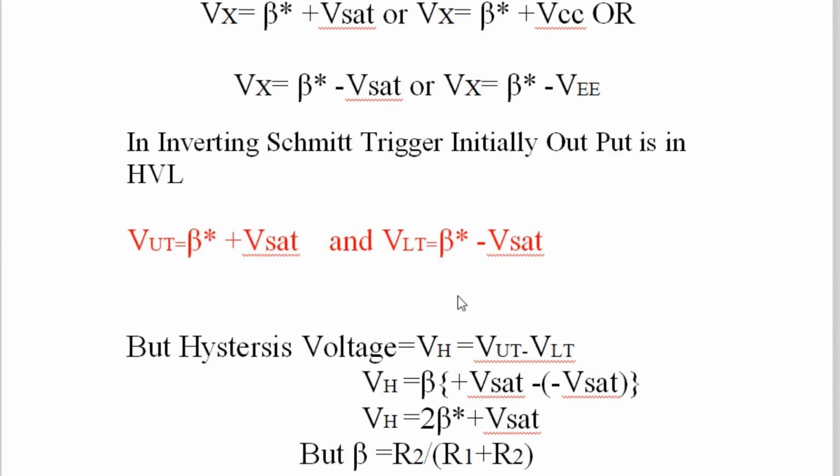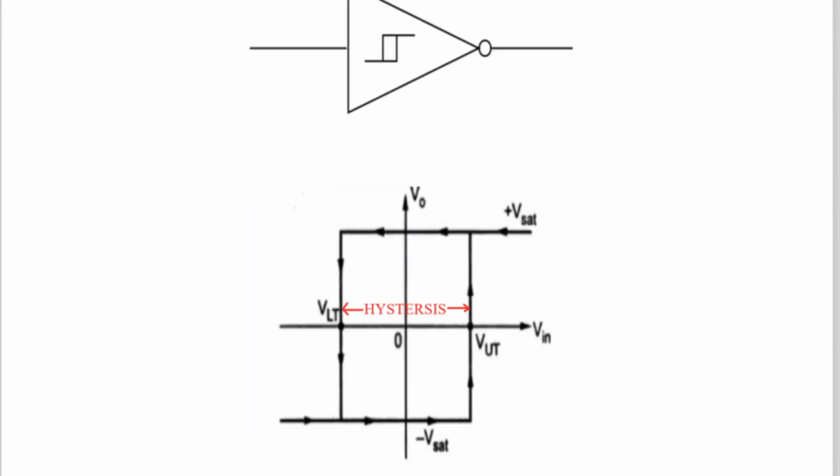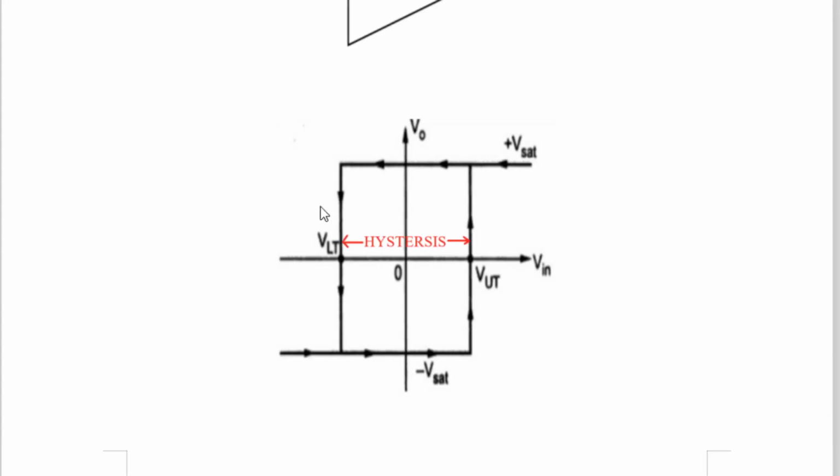Now let us go to the next step. So this is very simple. But what is the hysteresis voltage VH? VH equals the voltage of the upper trigger point minus the voltage of the lower trigger point. So the hysteresis voltage is nothing but the voltage of the upper trigger point minus the voltage of the lower trigger point. As I told you, hysteresis is a graph with an x-axis and y-axis, and in this graph there is a voltage on the y-axis, and on the x-axis again there is a voltage.